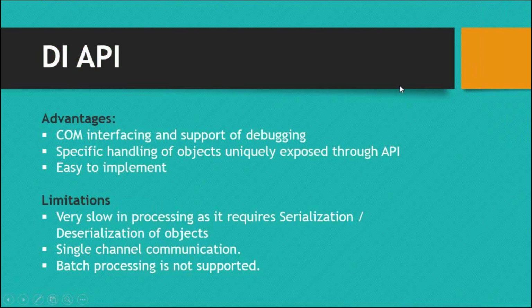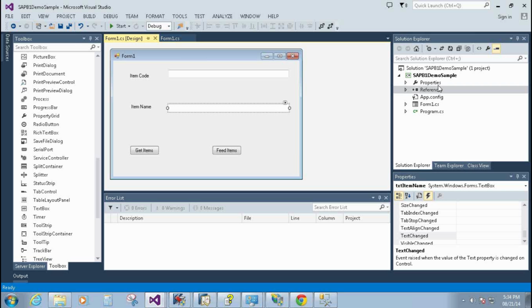Now, what are the advantages? The advantages, it's very easy to implement. The interfaces are already available, so you can plug in your interfaces with the objects, and the objects can directly communicate the data through the COM APIs.